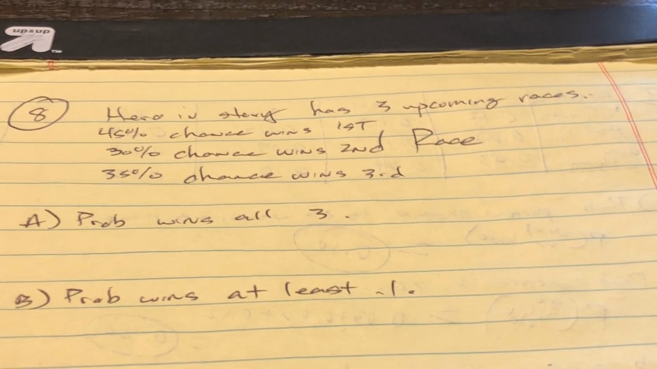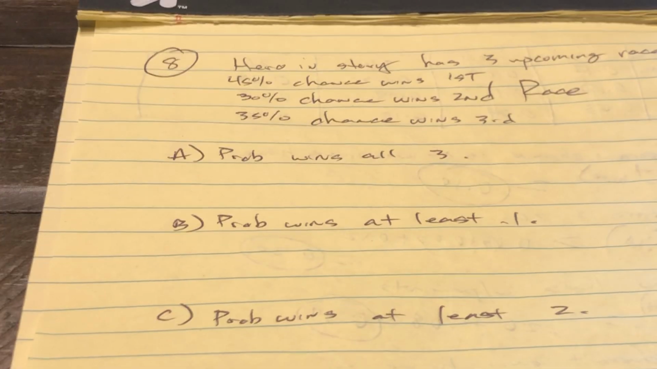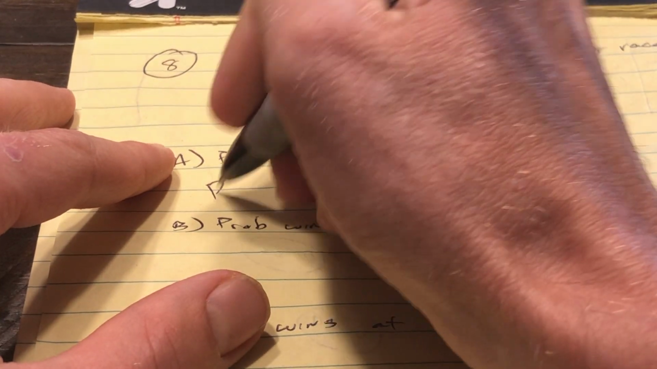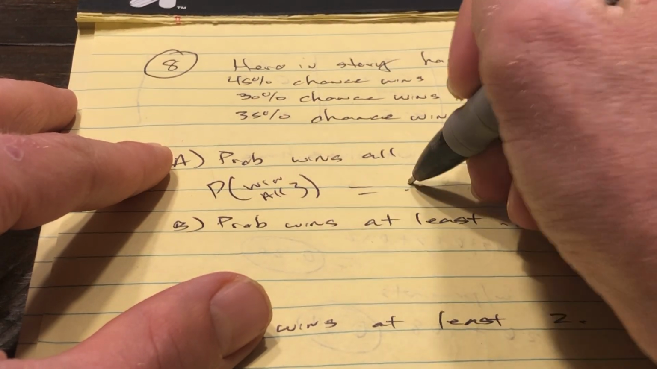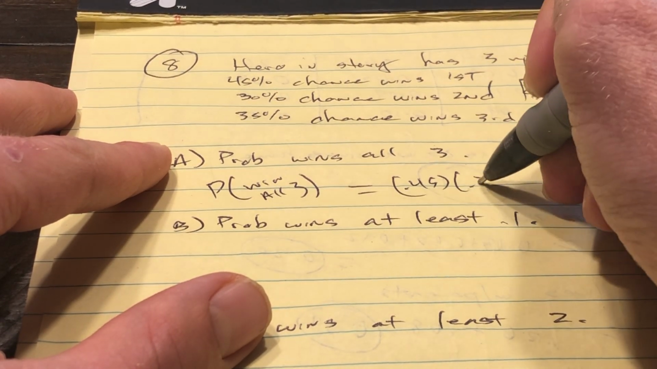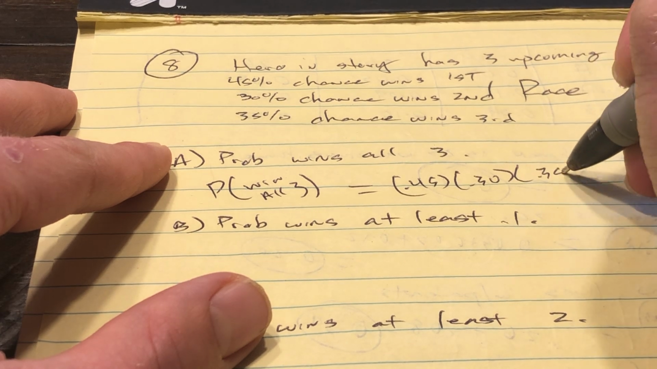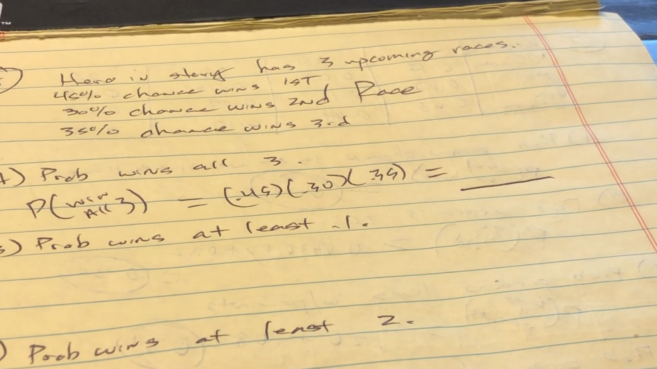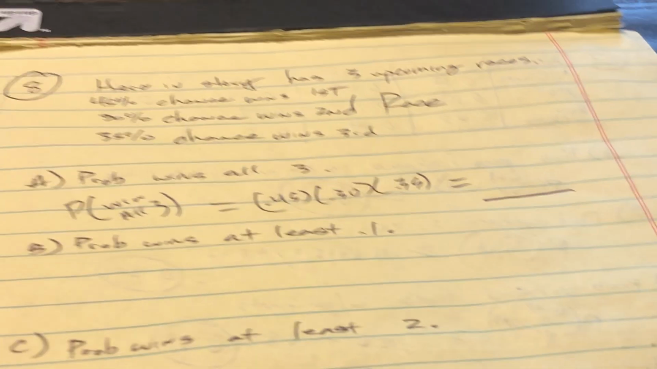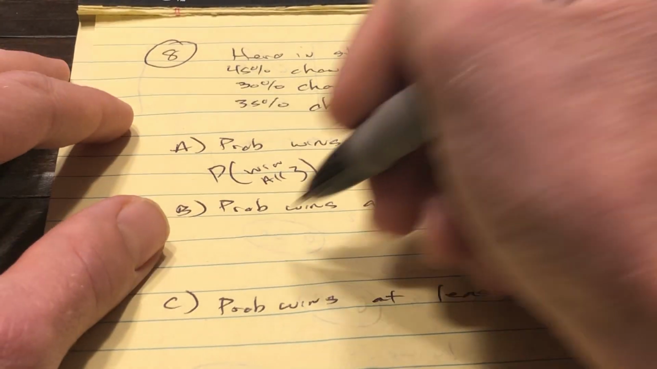All right, we got to finish this. What's the probability that they win all 3? Probability win all 3. That means you win the first race, you win the second race, and you win the third race. And you're going to help me out with that. Round to 3 decimals.